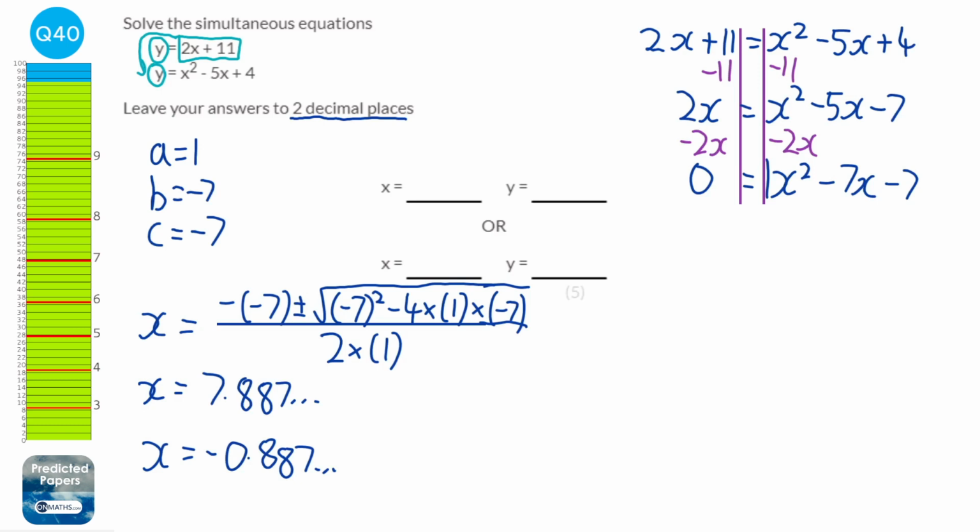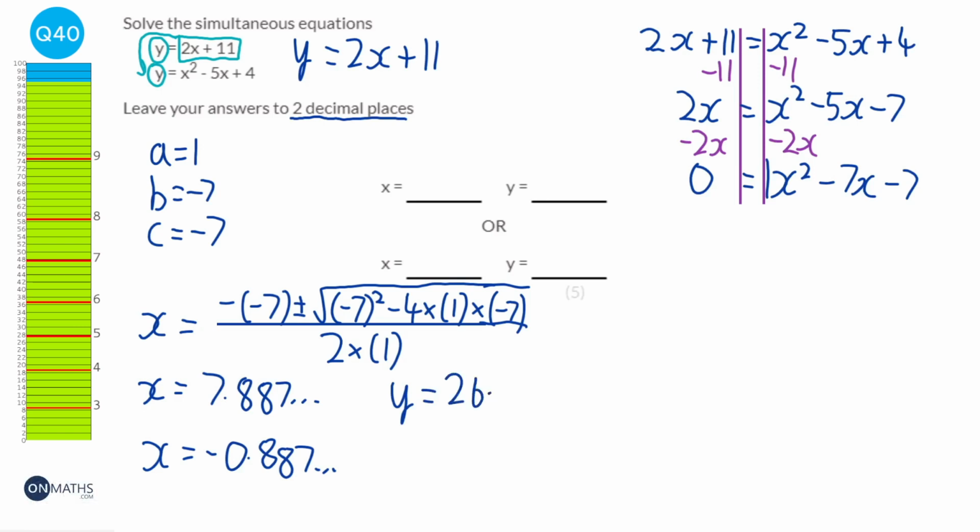So we look at this first equation here, which says y equals 2x plus 11. It means to find out what y is, all we need to do is times it by 2 and then add 11. So I'm just going to do that with the first solution we have, so 7.887, blah, blah, blah. I'm going to times it by 2 on my calculator, and then plus 11. And that gives me the answer of 26.774, blah, blah, blah. Then I'm going to do that with the second solution we found, so minus 0.887, blah, blah, blah. Go times it by 2, then add 11, and that gives me 9.225, blah, blah, blah.